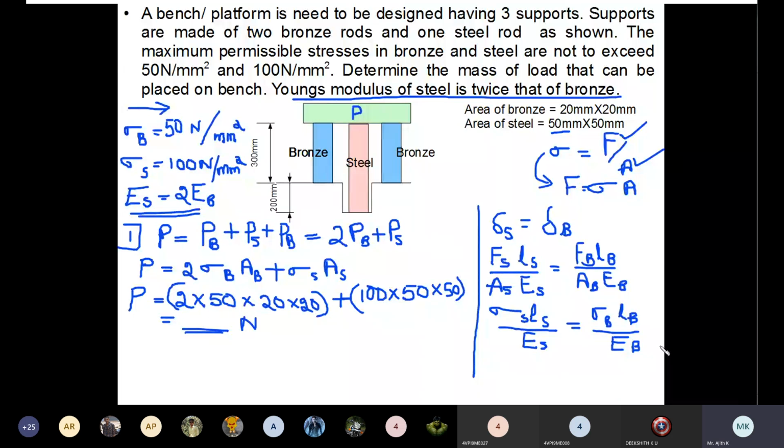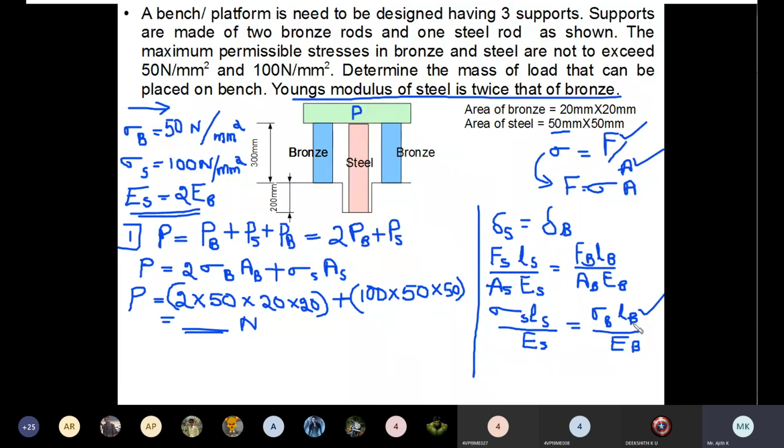Now I'll tell you what is the mistake in the first step. If you consider this equation, here all the terms are known. Sigma S is given in the question, length of steel is given, Young's modulus of steel is given. So all the terms are given. Then what exactly is there to find out?